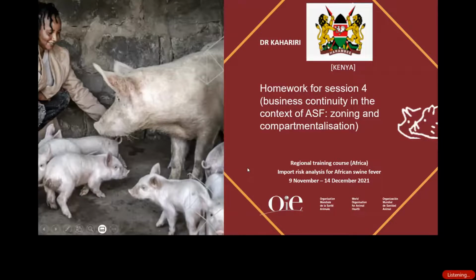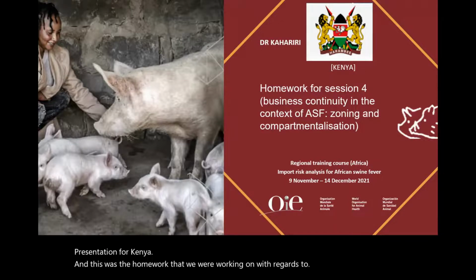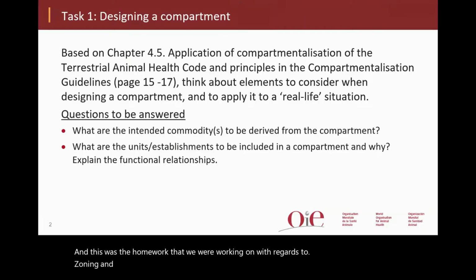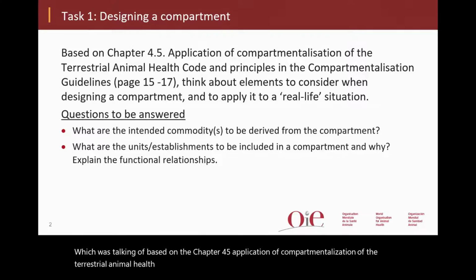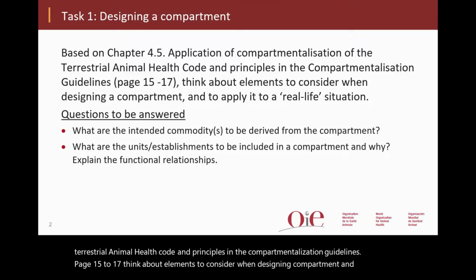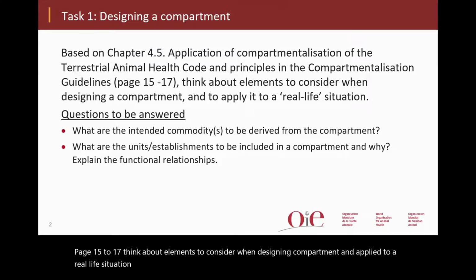So this is the presentation for Kenya. This was the homework that we were working on with regard to zoning and compartmentalization. We chose task 1, which was based on chapter 4.5, application of compartmentalization of the Terrestrial Animal Health Code and principles in the compartmentalization guidelines, pages 15 to 17. Think about elements to consider when designing a compartment and apply it to a real-life situation. The following were the questions to be answered.